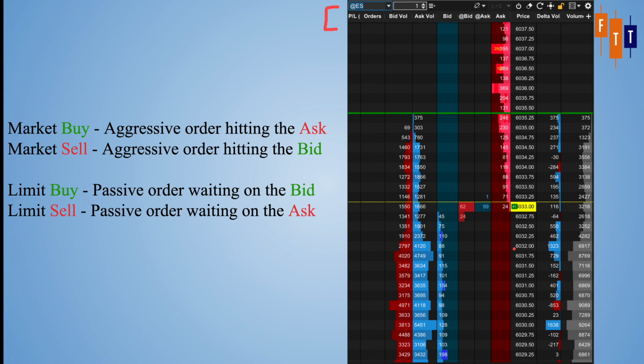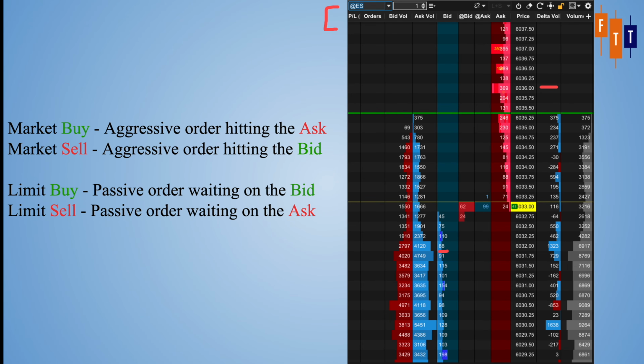So here's 6032 on ES. If you are a limit buyer at 32, that means there are 88 passive buyers waiting to buy at 32. Up here at the sell, 36, there are 369 passive sellers willing to sell at 6036. This could be someone who's already in a trade and wants to exit at 36, and they put a limit sell there, or it can be someone that's not in and just wants to get in and sell short.